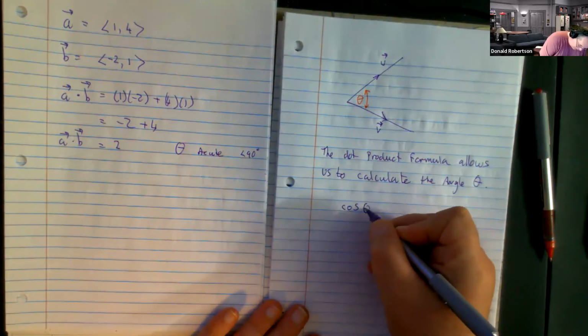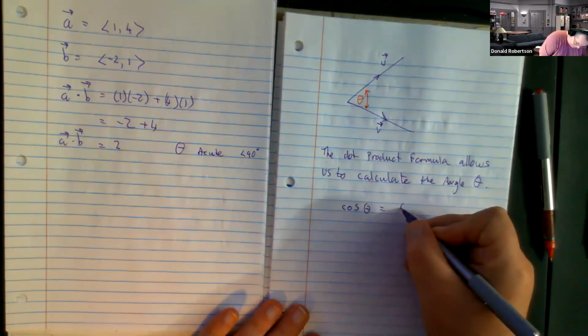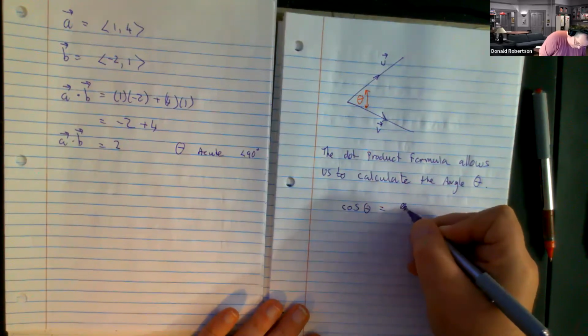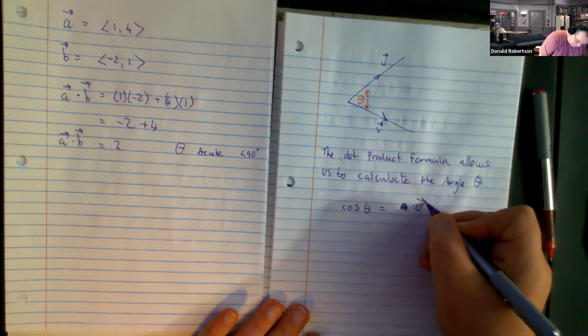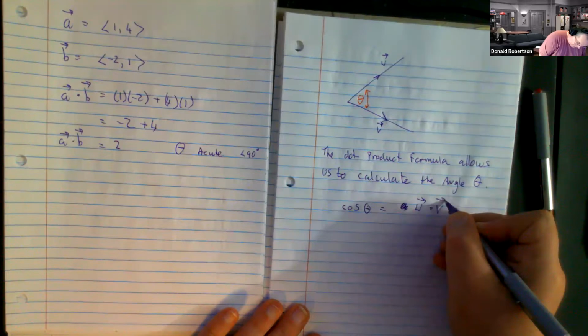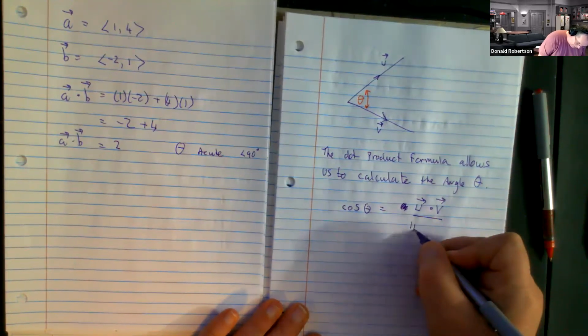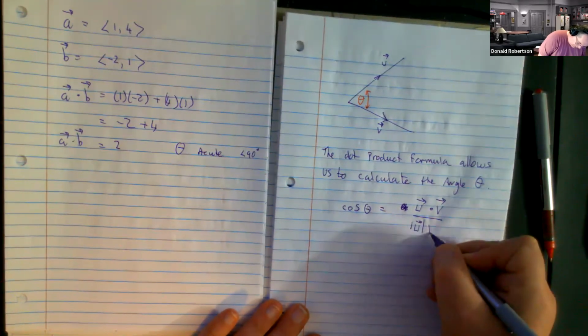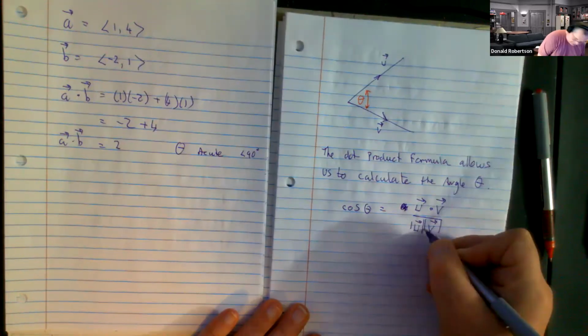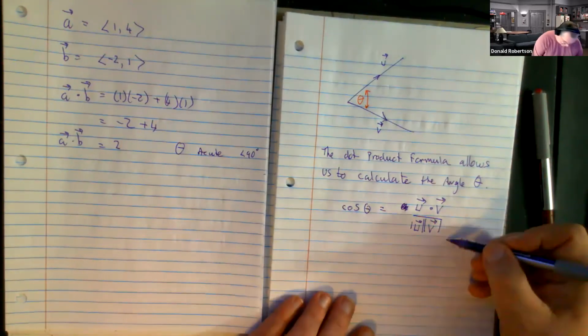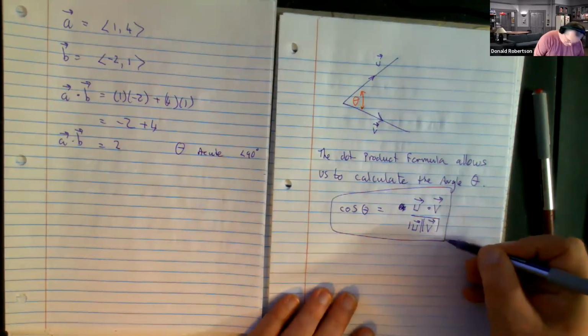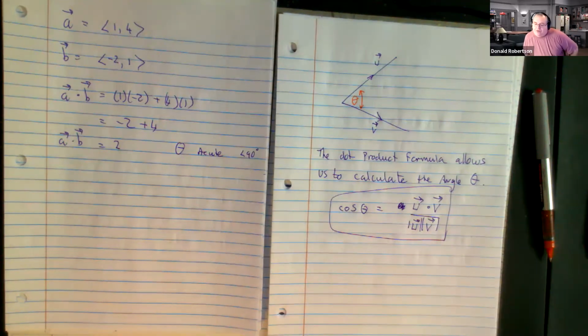The cosine of angle theta. Oops, better get my letters right. U dot V divided by the magnitude of U times the magnitude of V. And that's the dot product formula. There's a couple of versions of it, but that's the one you use if you want to find the angle between any two vectors.